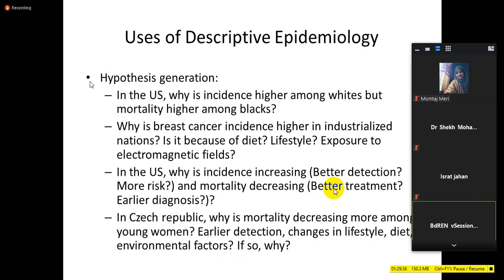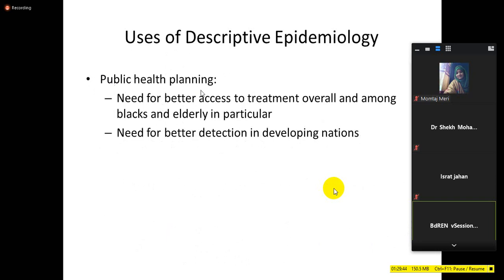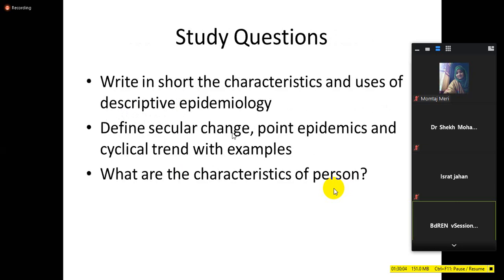From here we can generate hypotheses. So number one use of descriptive epidemiology is hypothesis generation, and second one is public health planning. Need for better access to treatment overall, and among blacks or elderly in particular. This statement is written on the basis of data I showed you for the US population. Need for better detection in developing nations. So these are the short study questions. Write in short the characteristics of use of descriptive epidemiology; define secular change, point epidemic, cyclic trend with example. What are the characteristics of a person?